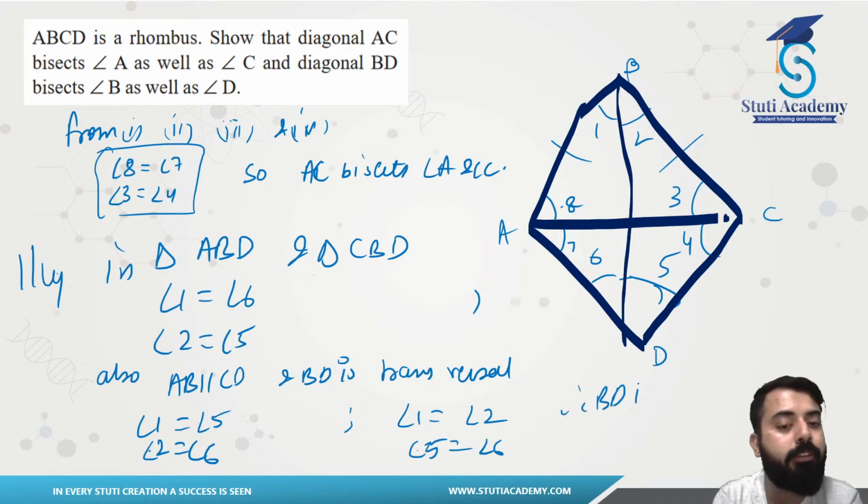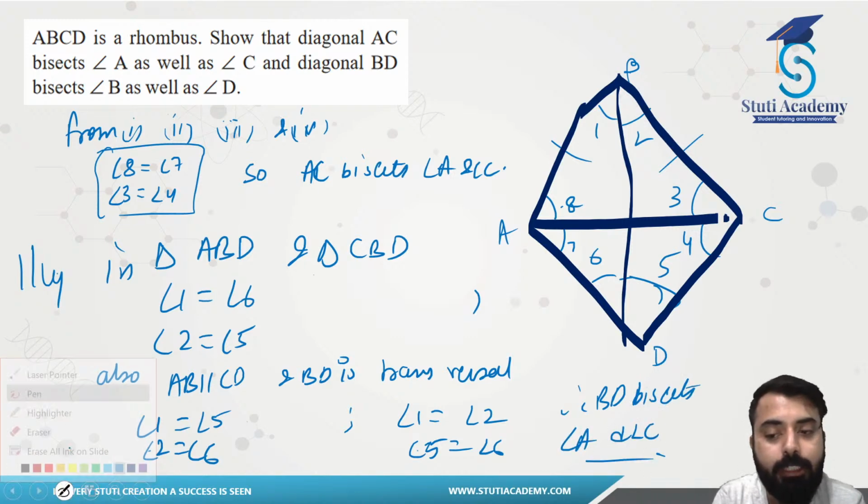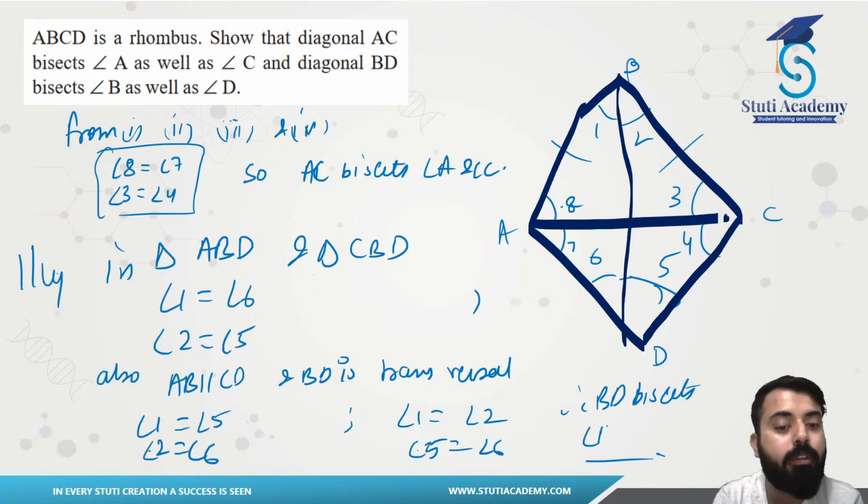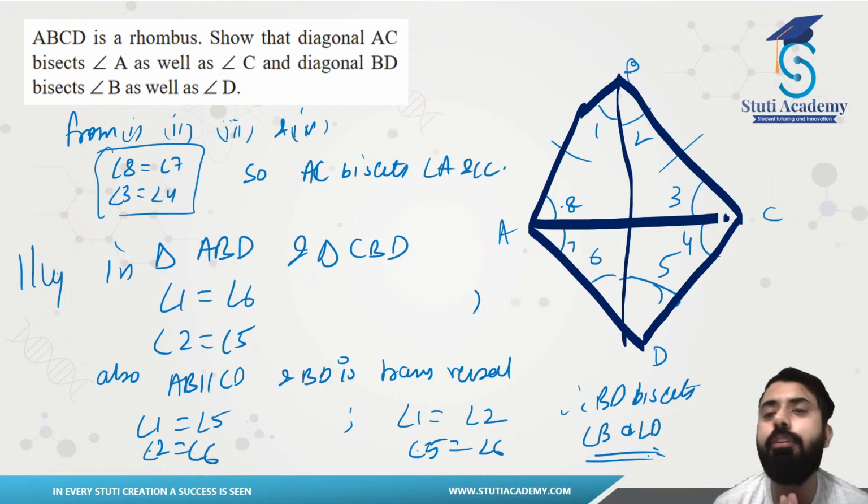Therefore, BD bisects angle A and angle C. Sorry, angle B and angle D. Pardon me, it bisects angle B and angle D. So I hope you guys have understood this and you don't have any doubt on this, because that will be the point right here.